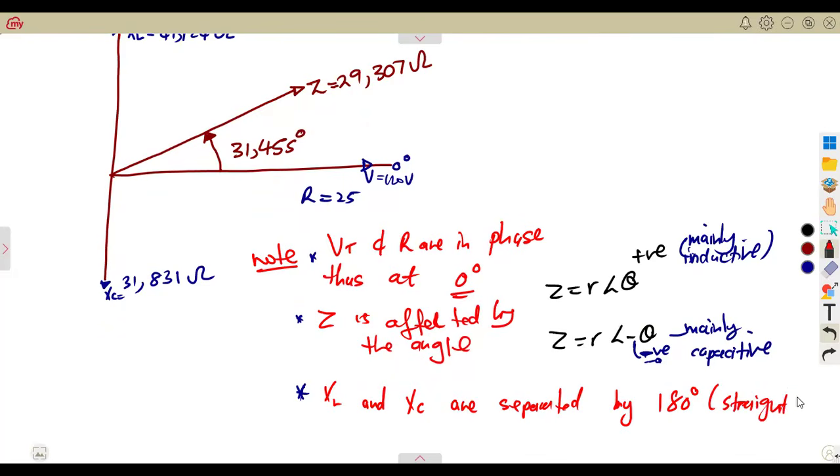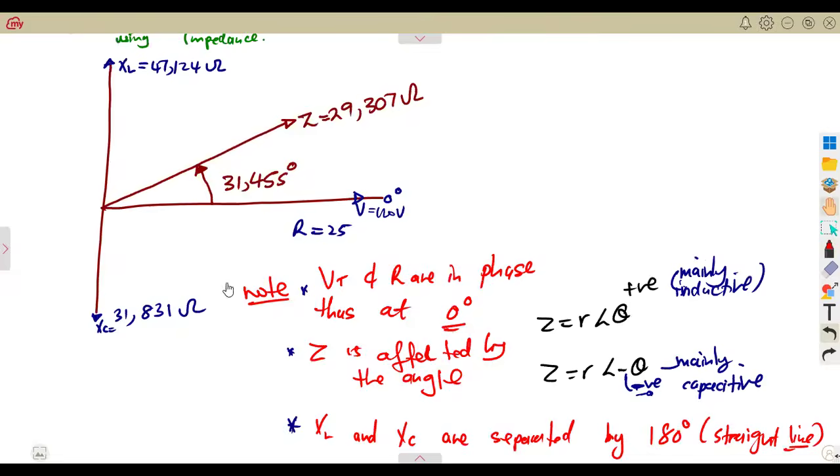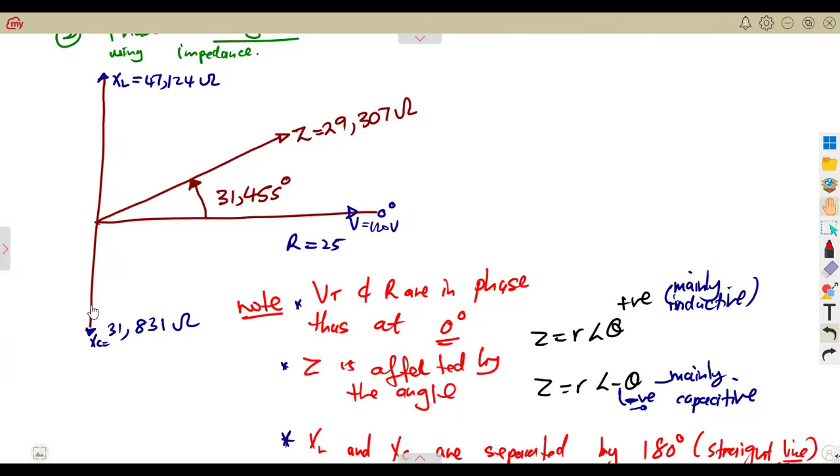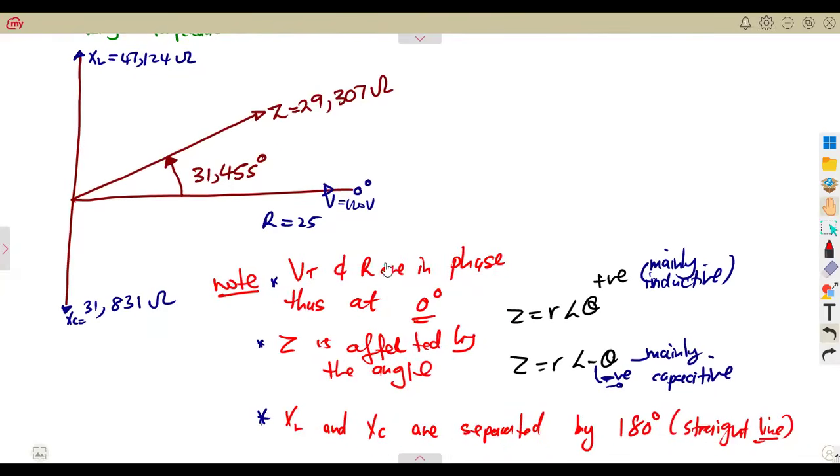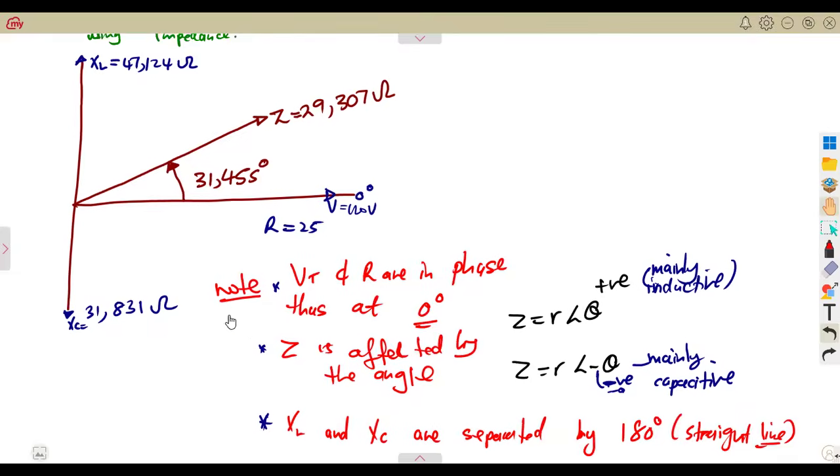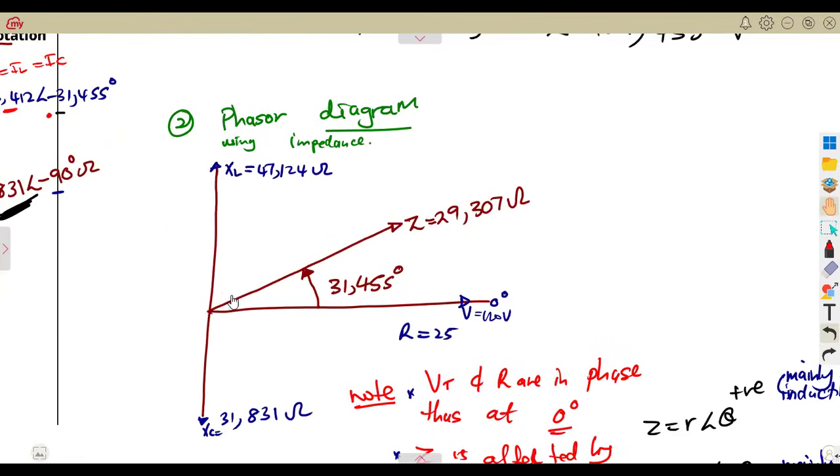That's a straight line. So if your XL and XC are not on a straight line, guys, it means it's a wrong presentation. They are supposed to be straight, 90 and minus 90. What did we use to present this? From the impedance. So this is what I want you to note. You can present your phasor diagram from there.